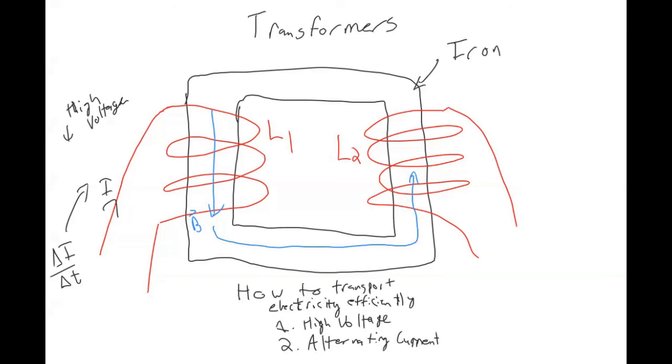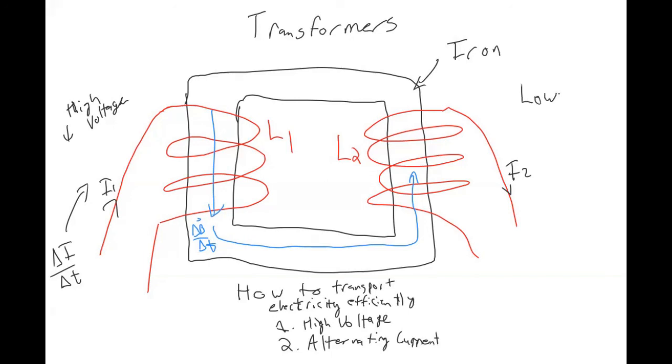And now we have a changing current. We also have a changing magnetic field. A changing magnetic field will induce a current through this secondary inductor. And depending on the configuration of these two inductors, like the number of turns per unit length, we can step down the voltage. So we can take the high voltage that comes into inductor one and then change it into a lower voltage coming as a result of inductor two.